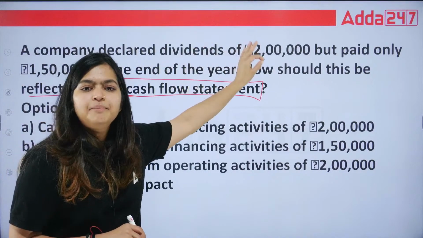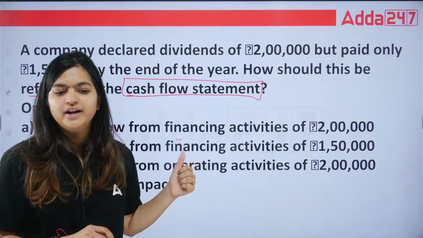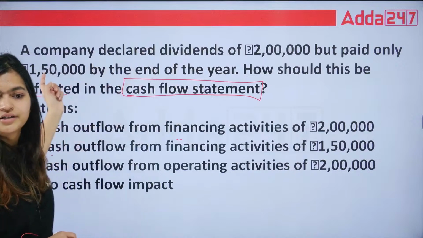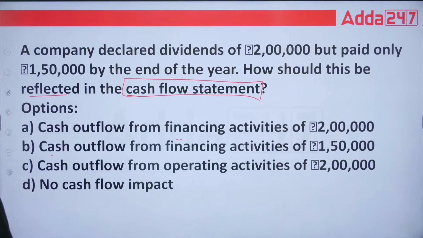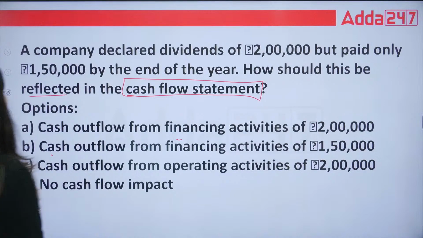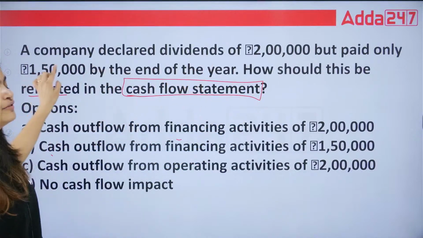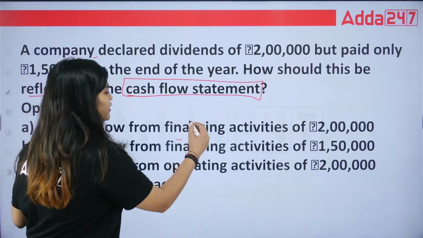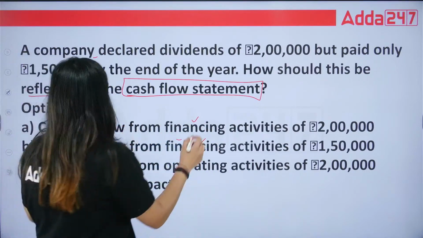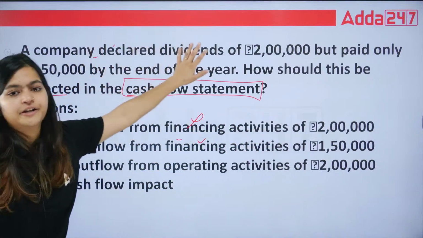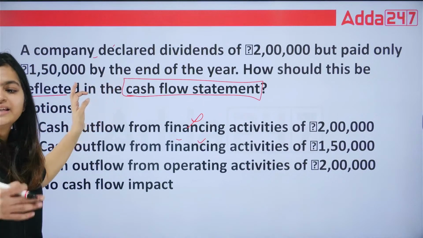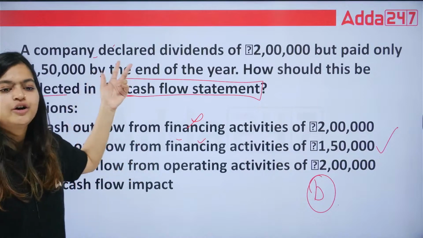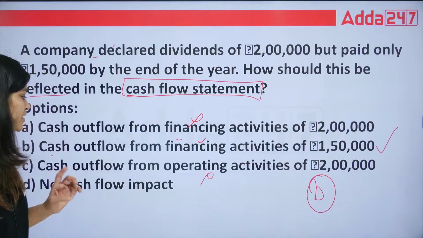So in which amount there is a real flow of cash? Can you identify that thing? In which amount there is a real flow of cash? Is it under 2 lakh or is it under 1,50,000? Yes, the real cash flow is only under 1,50,000. They declared it 2 lakh, but they paid only 1,50,000. Though it is financing activity for sure. But there is no cash outflow of 2 lakh because they just declared it. But they paid only 1,50,000. The real cash outflow is only 1,50,000. So the correct answer is your option B. Okay. Payment of dividend is not your operating activity. Chaliye. Now, next.